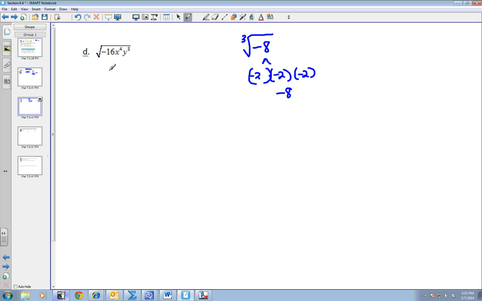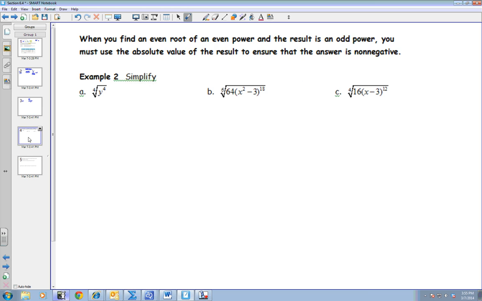So I could go ahead and simplify this. I know the square root of 16 is 4, but I know the negative means it's going to have an i with it. So plus or minus 4i, and then this would simplify down to x squared y to the 4th. Okay, that's kind of a weird problem. You wouldn't see those very often. All right, let's do some more simplifying.